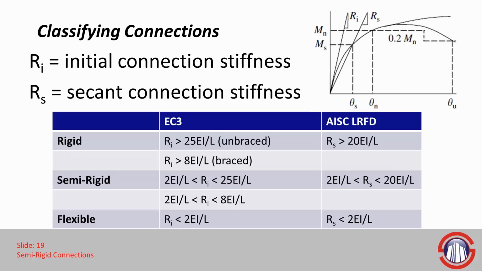Now, one thing to keep in mind here when we're comparing the Eurocode and the American codes is that the Eurocode uses the initial stiffness, this one here, Ri, whereas the American code uses secant stiffness. So just keep that in mind if you're comparing the two. The Eurocode also has different criteria depending on if the frame is braced or not, as you can see.